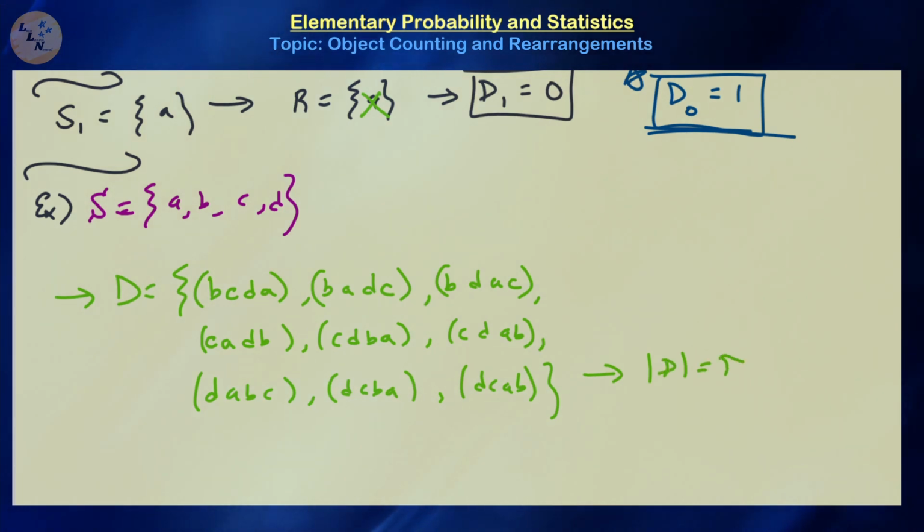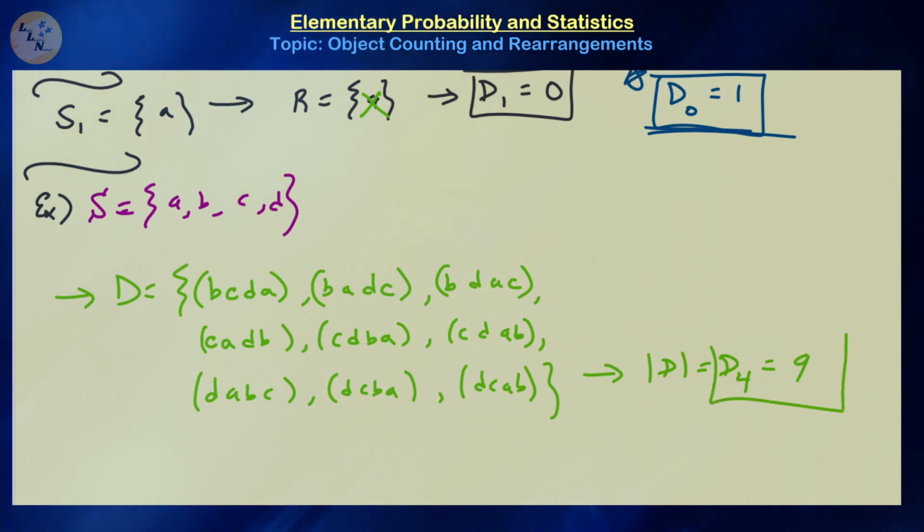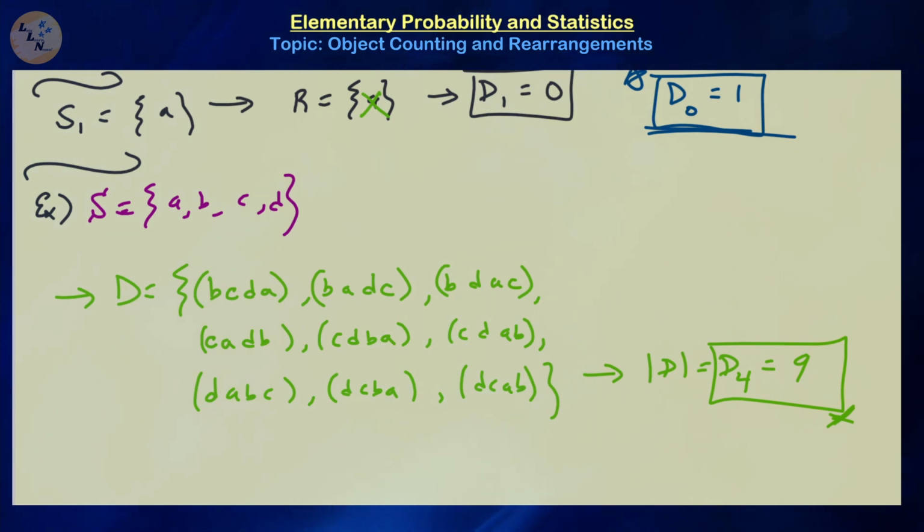And that's, of course, for 4 objects. We're going to be abbreviating that as D4 equals 9. So what if you actually don't know if you're missing any? For example, what if I give you a set containing 50 objects and you list a lot of them? How do you know you have them all?